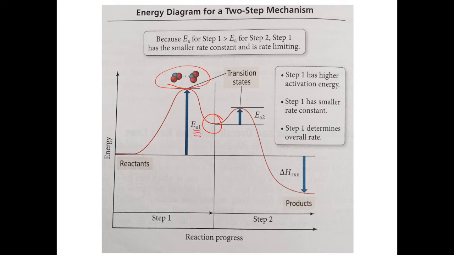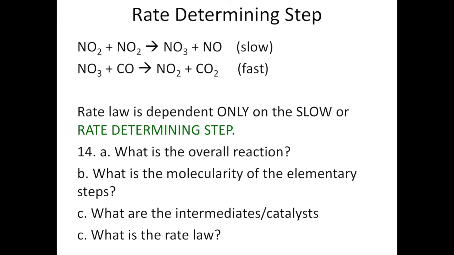Because this one has the higher activation energy barrier, this one is your rate determining step. This one's much lower, and so it's not going to take as much time. That's where the holdup is. It's not the second one. And so when we talk about the rate determining step, it's going to be step 1. So step 1 determines the overall rate. Okay. The rate law is dependent only on the slow step or the rate determining step.